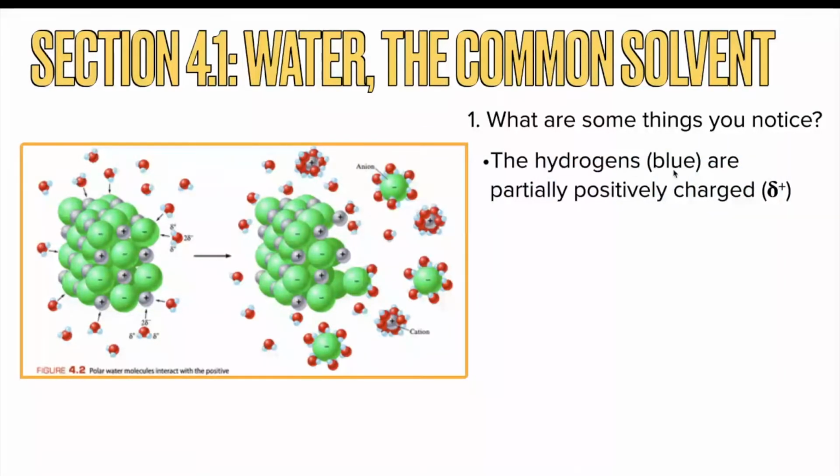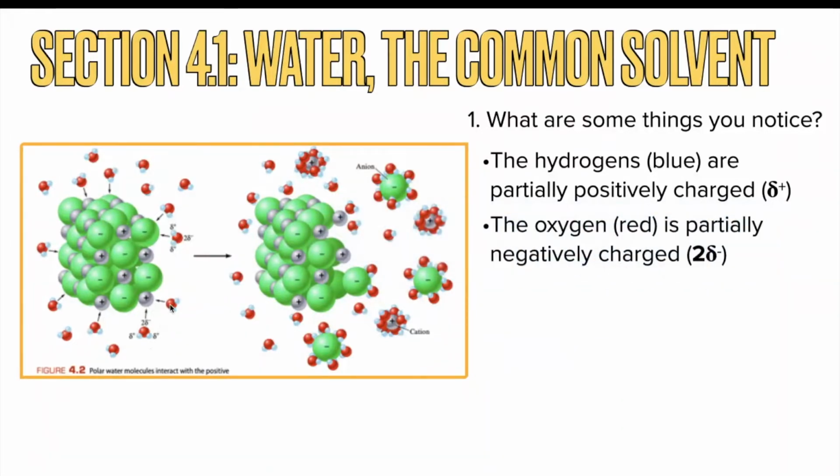Well, hopefully you noticed these things. The hydrogens are blue, and they have a partial positive charge. That's what that delta plus means. Whereas this ionic compound has an actual plus and minus charge, water molecules only have partial negative and partial positive charges. So the hydrogens are partially positive, and the oxygens are partially negative. They are doubly partially negative though, right? So for each delta plus here, we actually have two delta minuses worth of charge on our oxygens.